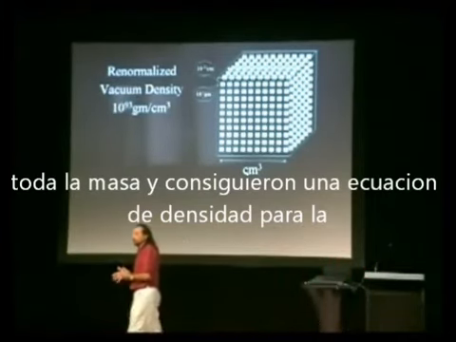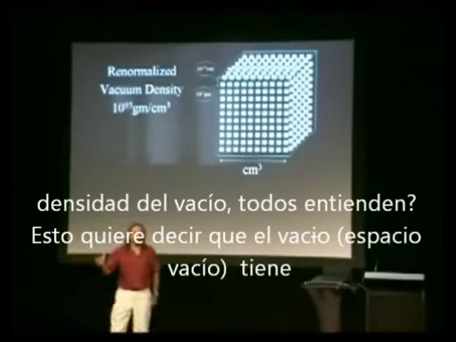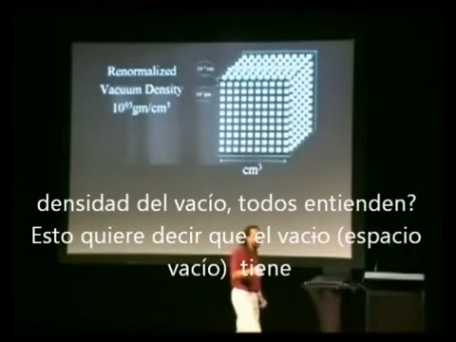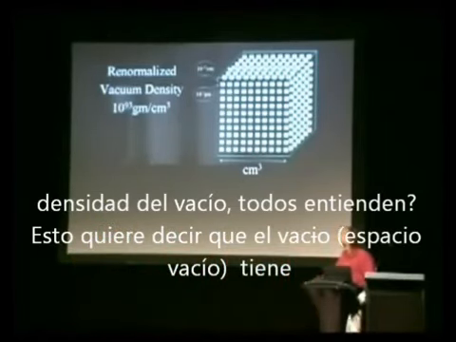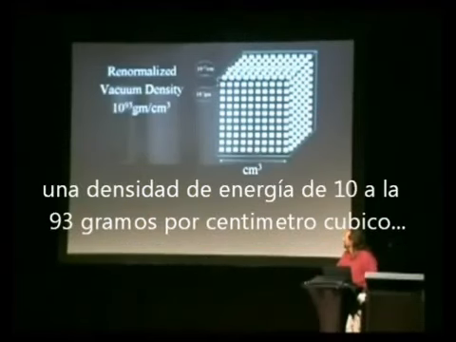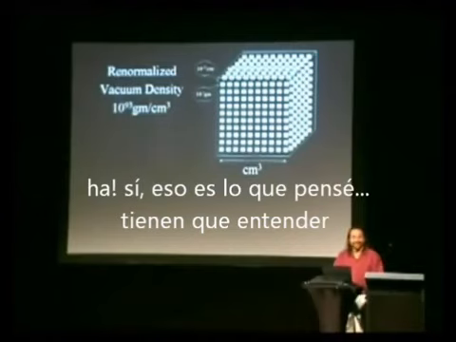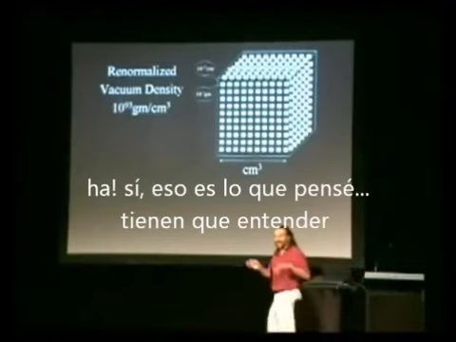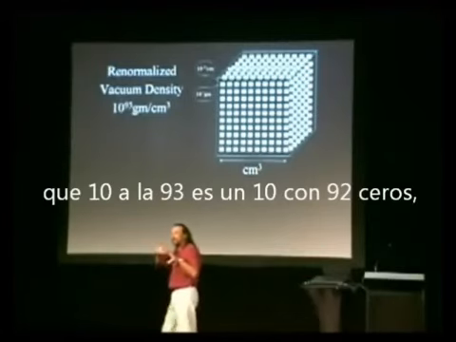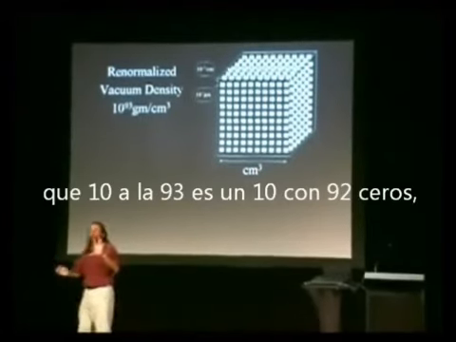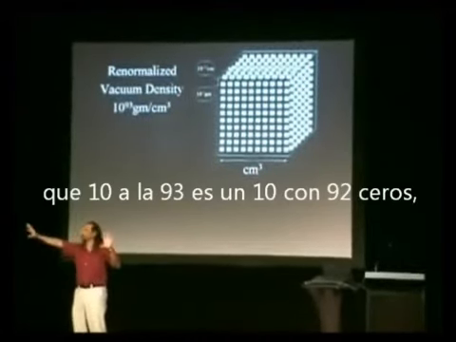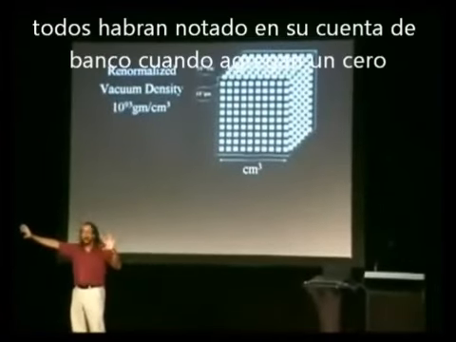You all followed this? So this means that the vacuum has a density of energy of 10 to the 93 grams per centimeter cube. Yeah, that's what I thought. Now you gotta understand, 10 to the 93 is like a 10 with 92 zeros following it, right?